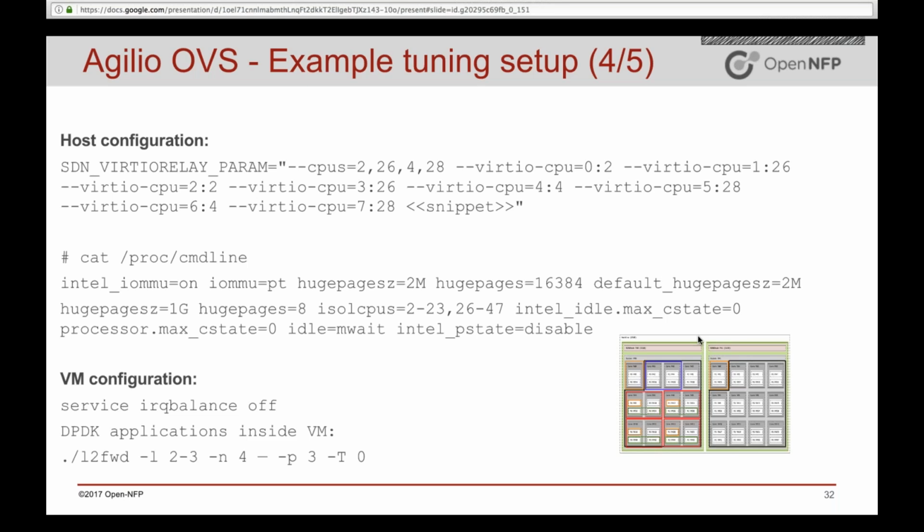Then within the VM, as we've previously discussed, you need to disable your IRQ balance to ensure that none of the interrupts that are being used for the TCP/IP stack are handled by CPUs that are being used for the data plane and running the L2 forward DPDK application. The last command we've just got there is the command we used within the VM to show that we're using logical core 2 and 3 to run the test in each one of the VMs.